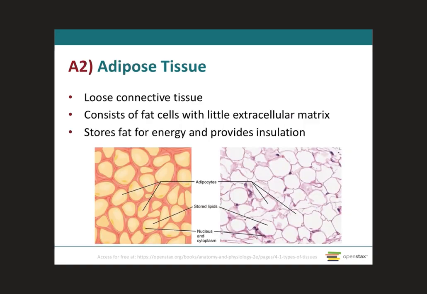Adipose tissue is the second type of loose connective tissue. It contains adipocytes, which are fat-storing cells. The importance of this tissue is to store fat for energy and also to provide insulation.